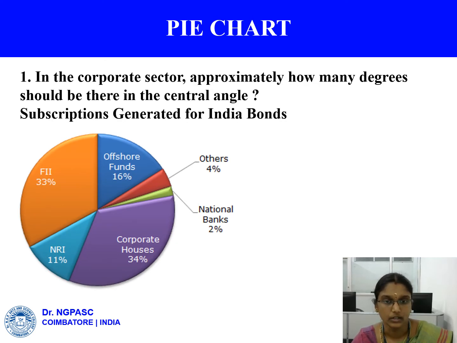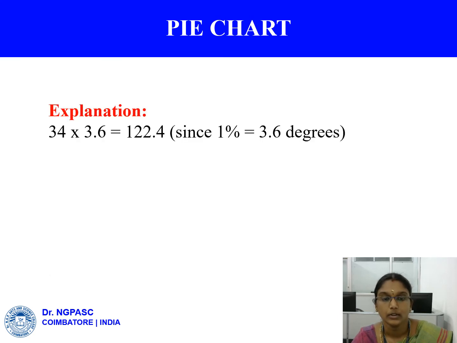First question: in the corporate sector, approximately how many degrees should be there in the central angle? So see the central angle. Corporate sector is 34 percentage. The total is 360 degrees, so 1 percentage is 3.6. So 34 into 3.6 is 122.4.